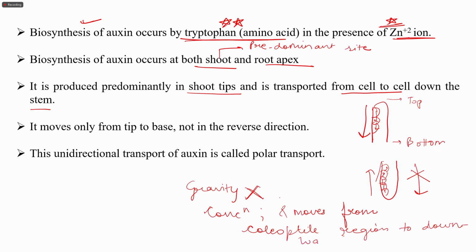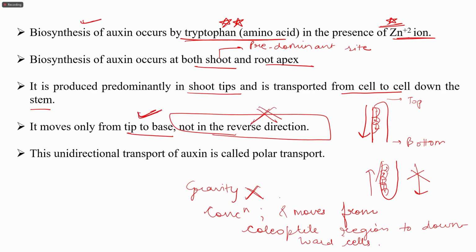To downward cells. So this is important. This is a unidirectional movement, and it moves only from tip to base, not in the reverse direction. It will only move from tip to base. And this unidirectional transport of auxin is called the polar transport. So there is a polarity in the movement.